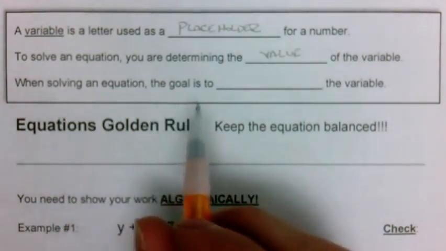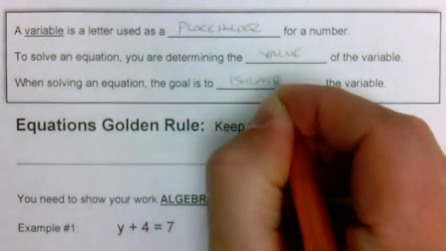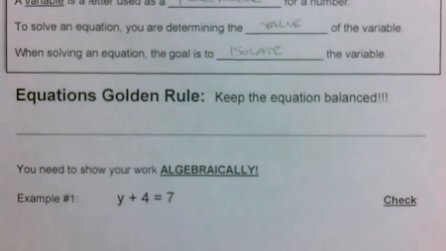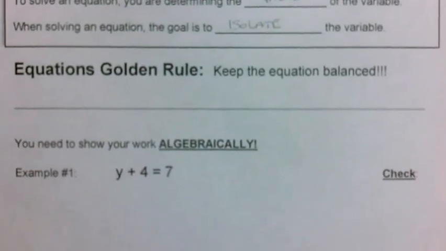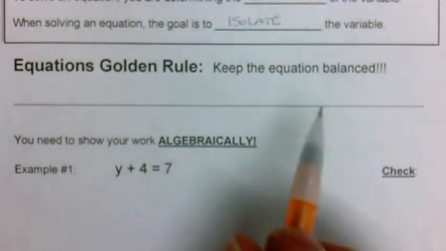Okay, so when we solve an equation, our goal is to isolate the variable term. All right, isolate the variable term and then get the value of just one variable. And to do that, we're going to use our equation's golden rule. When we have an equation, we have to keep the equation balanced. All right, that means whatever you do on one side, you're going to do the exact same thing on the other side.